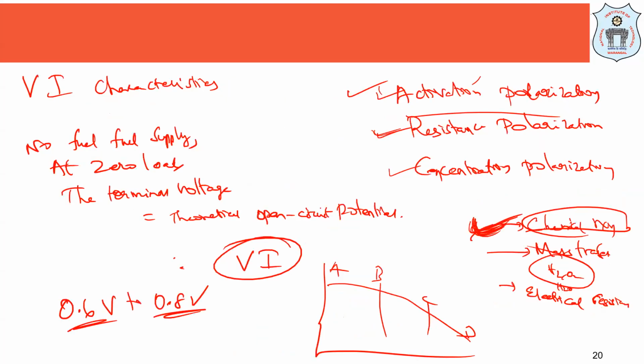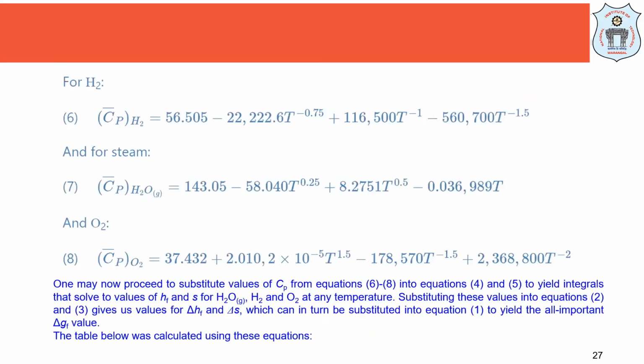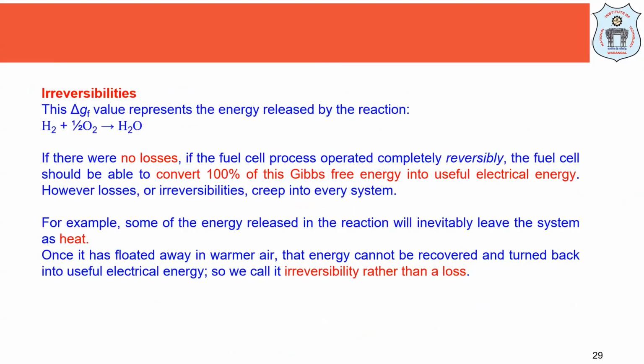Okay, so that's what we can see from that one. Okay, so we have seen about this irreversibility. If there were no losses, if the fuel cell process is operated completely reversibly, what are we supposed to get? We are supposed to get 100% conversion, right? We should get 100% efficiency. What does 100% efficient mean? This Gibbs free energy should be converted into useful electrical energy.